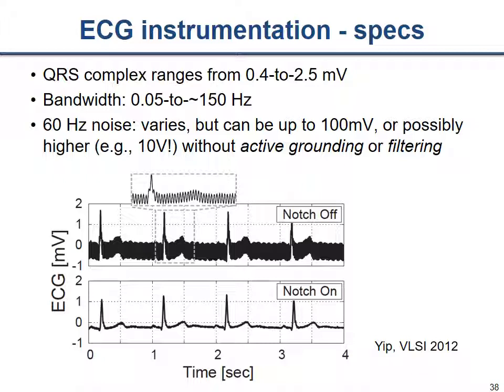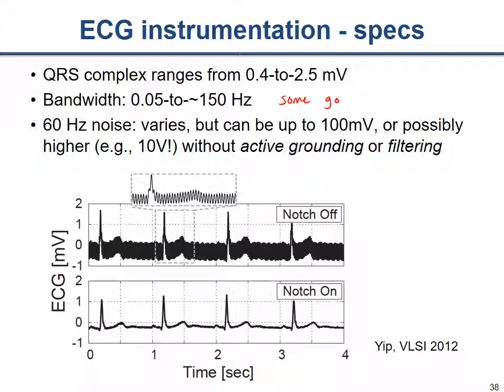Okay, so now we understand a little bit better how the heart works, both mechanically and electrically. How do we build a system to measure these electrical parameters? It turns out if you put electrodes on the body in these different lead configurations, you'll find that the QRS complex has an amplitude on the order of about 1 millivolt. The bandwidth of the signal is on the order of about 150 hertz.